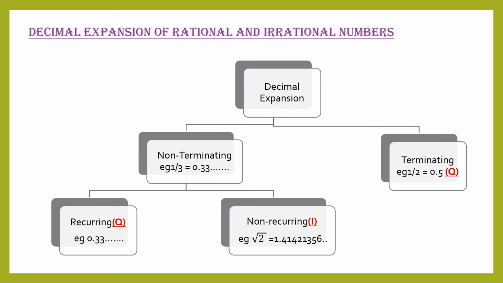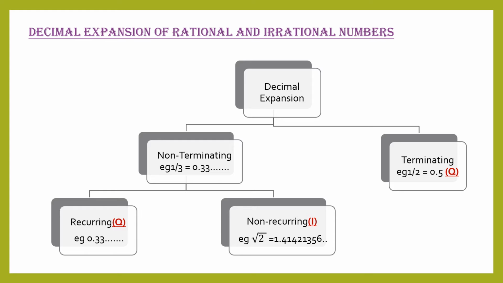As I have taken an example, 1 by 2, the decimal expansion is 0.5. So it can be written in P by Q form and it is a rational number. Now suppose the decimal expansion comes non-terminating. Then we have further two categories. It can be recurring or non-recurring, or you can say repeating or non-repeating.